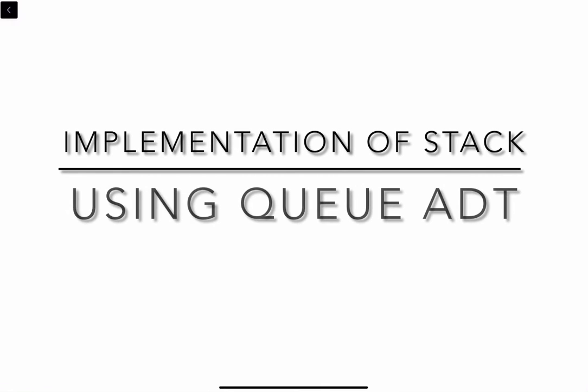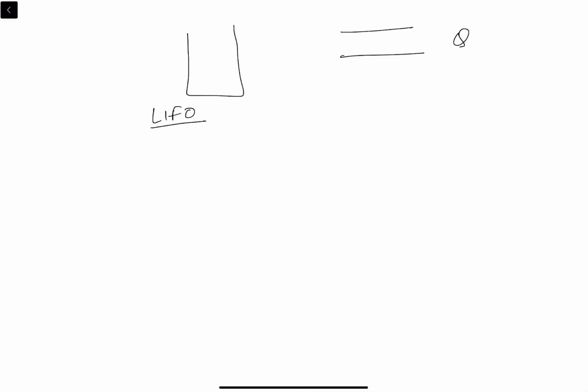So hi, we have a task here to implement a stack using queue, right? So in stack we know this follows the principle of LIFO, that is last in first out. It means if we insert first element 4, then 5, then 6, so this was inserted first and this was inserted last, so this will be popped out first and this will be popped out last.